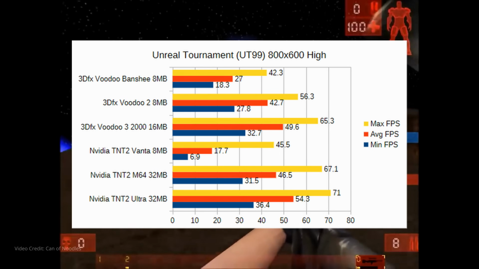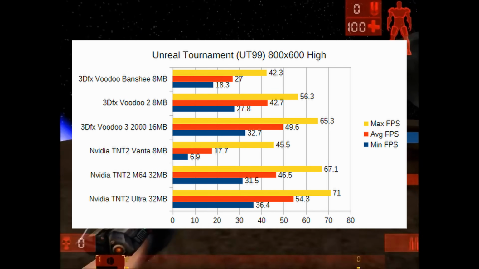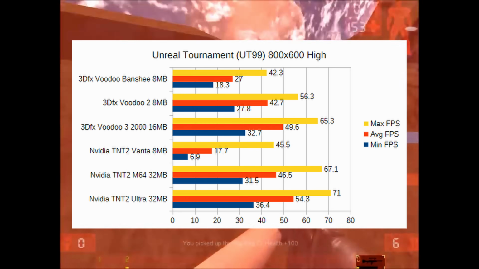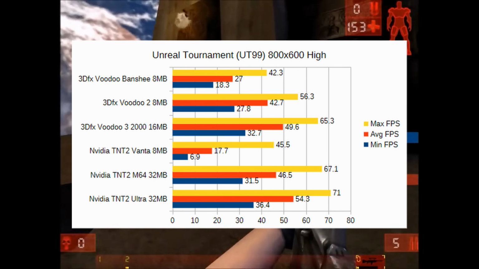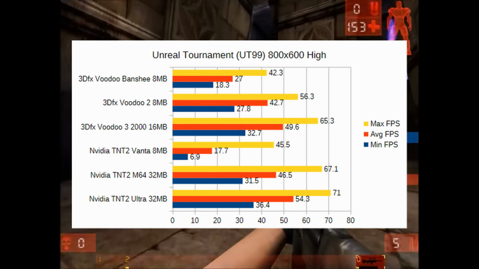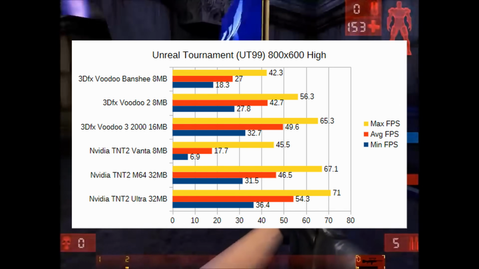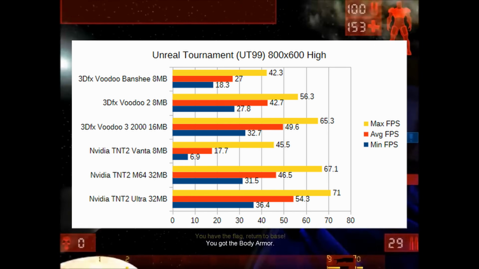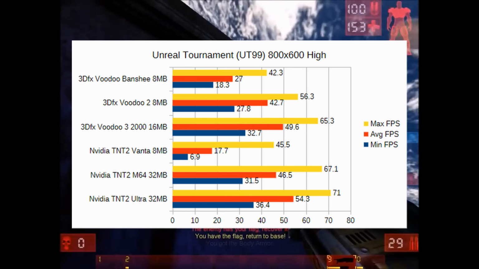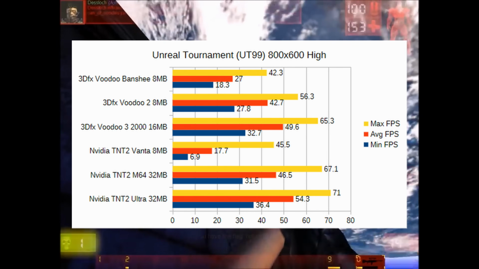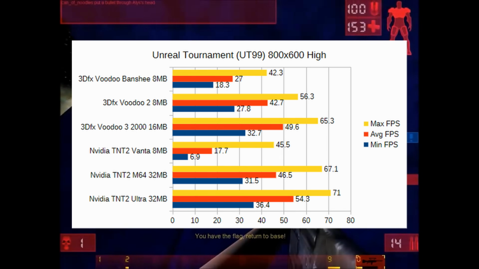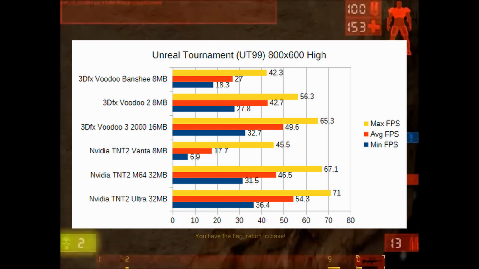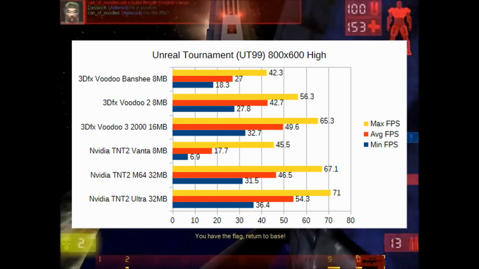Moving ahead now, Unreal Tournament, 800 by 600. So we can see that the TNT2 Ultra is pushing 54 average frames, and that's what we're basing everything on going forward. We've also got the Voodoo 3 pushing 49. So it is a little bit behind, but still well and truly playable at these frame rates. Even the Voodoo 2 is putting in a decent showing at 42. The Voodoo Banshee, no deal, held back by its lack of multi-texturing, having only 1 TMU, is only pushing 27.